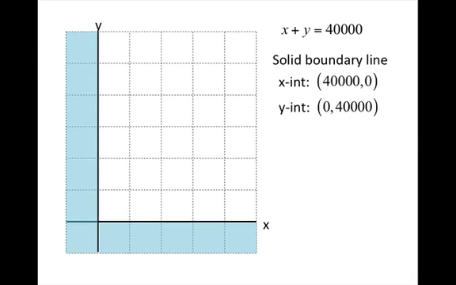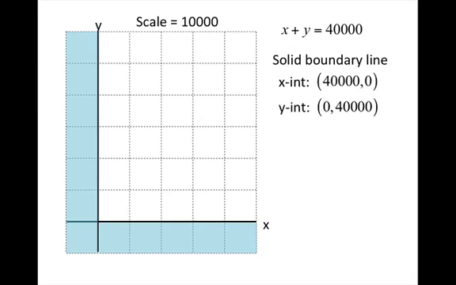Now let's look at our first boundary line, the x plus y equals 40,000. On my graph, I'm going to change the scale for these, and often with the word problem, sometimes you need to rescale your graphs. So I'm going to let every line represent 10,000. So my scale is 10,000. You need your scale to be consistent for every line that you graph.